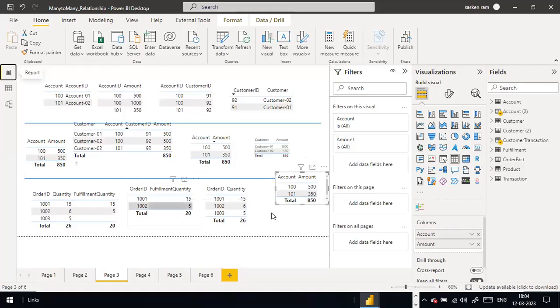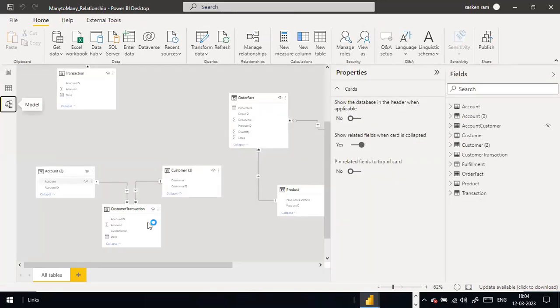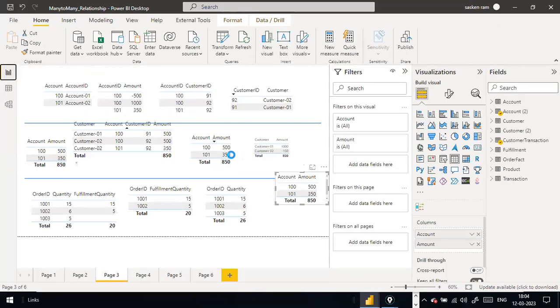So this is doing a perfect job with which one? This one. If you select this visual, you can see that these two columns, we use from these two tables, account and account ID, and then the amount from this table. But in this case, what happens now? If you see here, in this case, we are not getting the correct output. So all we need is something like this.